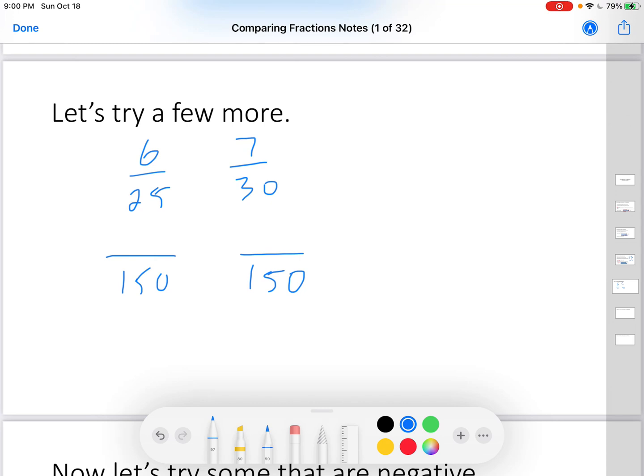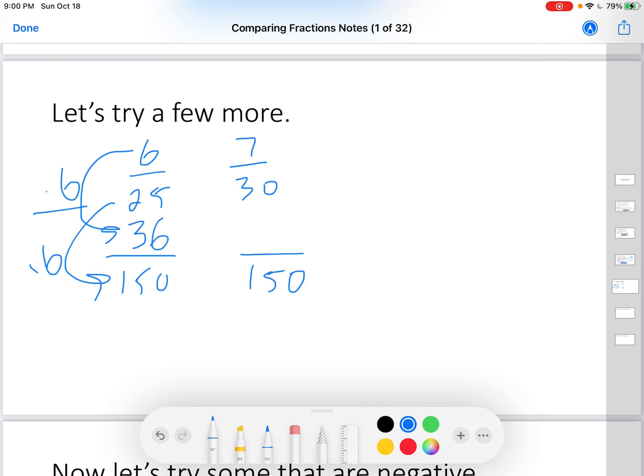Remember, we have to multiply 6/25 by something that's equal to 1. So whatever we multiply the numerator by, we have to multiply the denominator by also. Since this is times 6, this will also have to be times 6, because 6 over 6 is equal to 1.